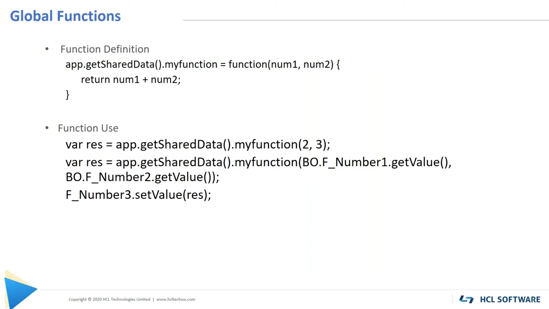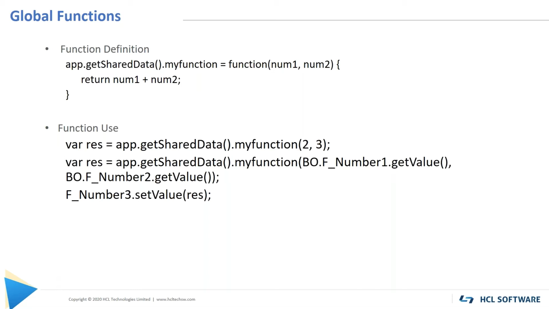So global functions, very similarly, we have the global function defined here. And so we define what that function is going to be called on the left side. On the right side, we're defining that it's a function with 2 parameters. And then I do whatever that function is supposed to do.